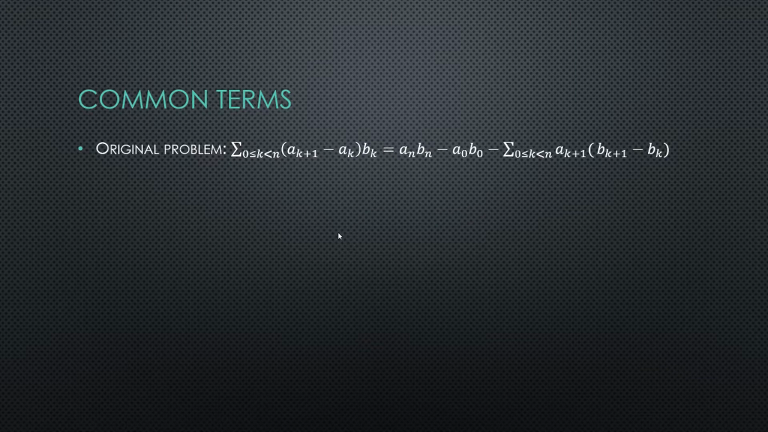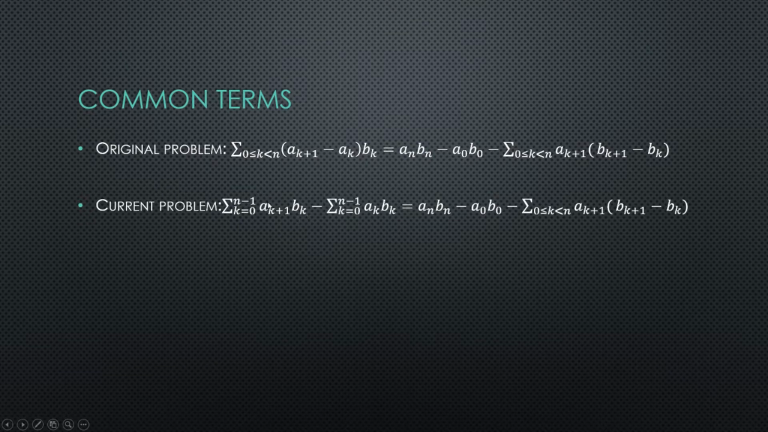So now what we're going to do is try to find common terms. So this is our original problem, and using the slide before, our current problem is now the summation of a sub k plus 1 times b sub k minus the summation of a sub k times b sub k equals all this on the right.